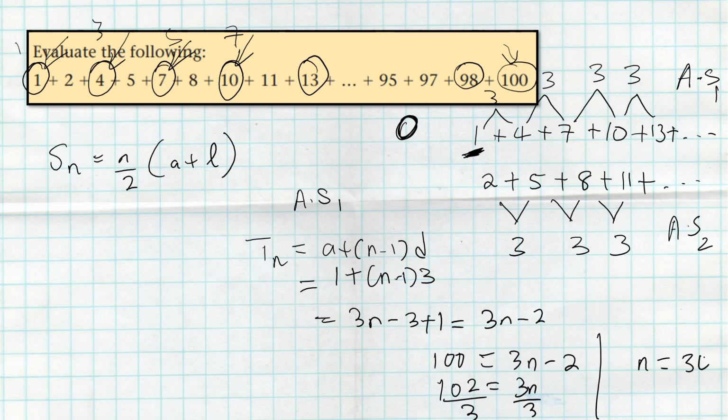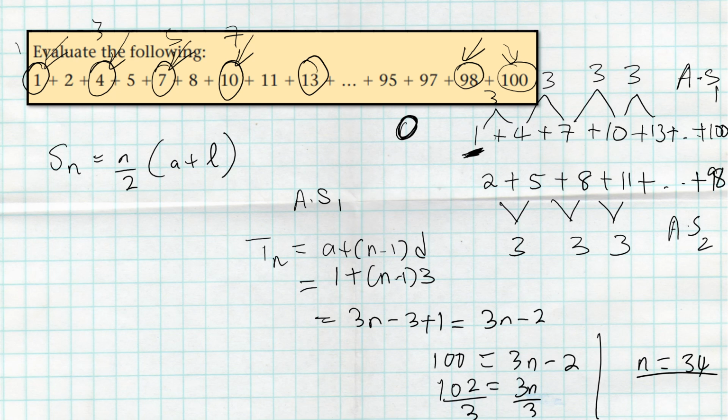My n is equal to 34. So n is a natural number, which is a positive whole number. So it shows that 100 was a term for arithmetic sequence 1. So we can see that the last term for arithmetic sequence 1 is 100. Definitely 98 is going to be the last term for arithmetic sequence 2.